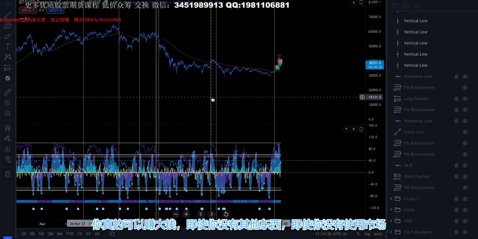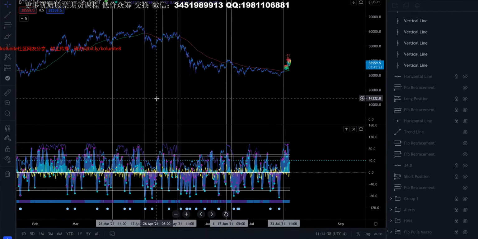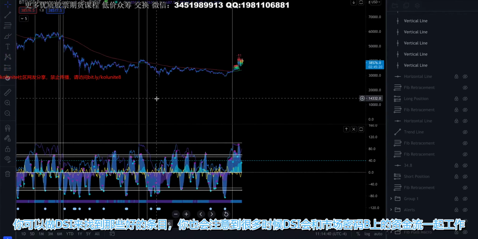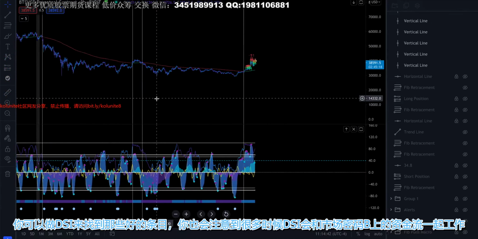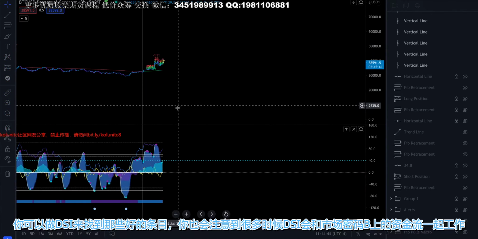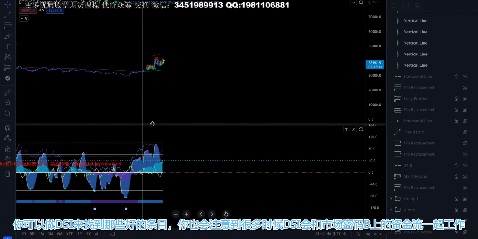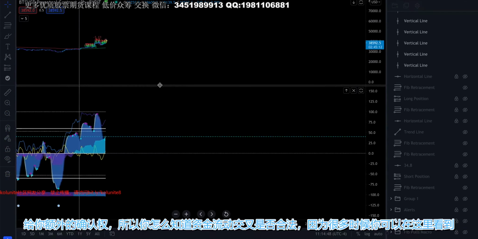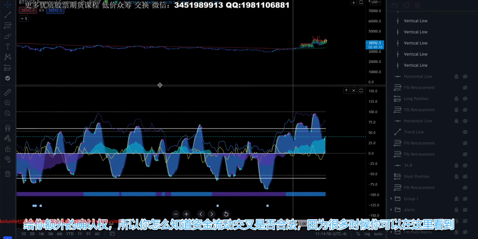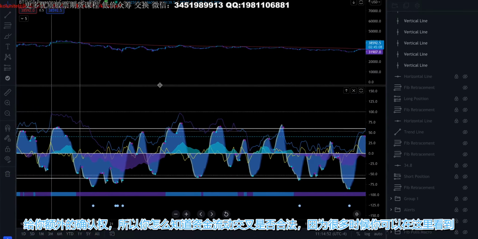Okay, even if you're not using Market Cipher B or anything else, you can use DBSI to find those good entries. And you'll also notice that a lot of times DBSI will work together with money flow on Market Cipher B to give you added confirmation, right? So how would you know if a money flow crossover is legit or not?